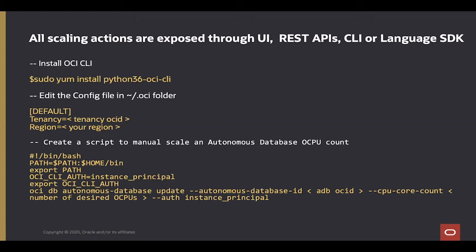You configure it to point at your particular environment, so in my case, my autonomous database, and then you can run very simple scripts to do this scaling, or to do any of the other database lifecycle management: starting, stopping, backing up the database, whatever you need to do. Whatever can be done through the UI can also be done through the command line. Now, you may be thinking, that's great, but I don't actually know when my workload will peak or when I'll need these additional CPUs or resources. So what do I do then?